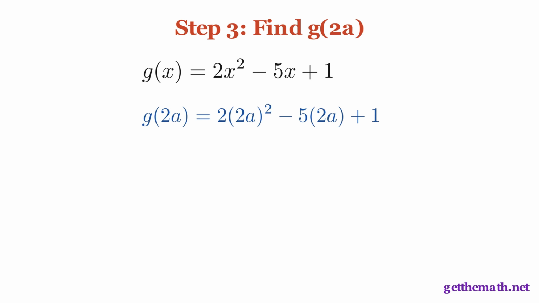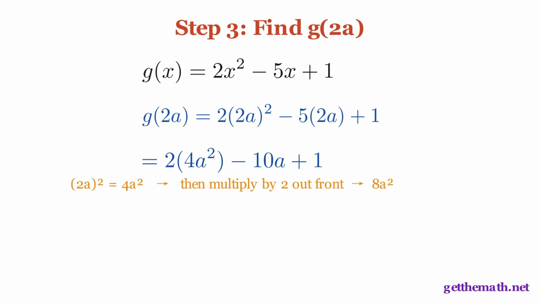2 times 4a squared equals 8a squared. 5 times 2a equals 10a. G of 2a equals 8a squared minus 10a plus 1.